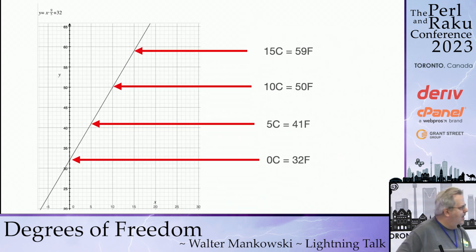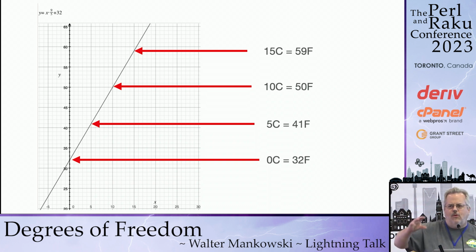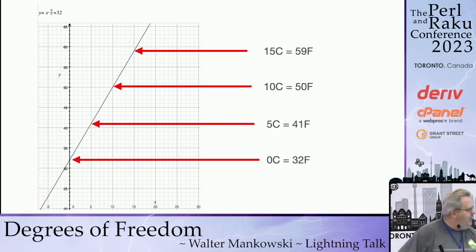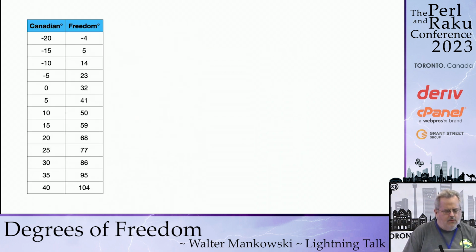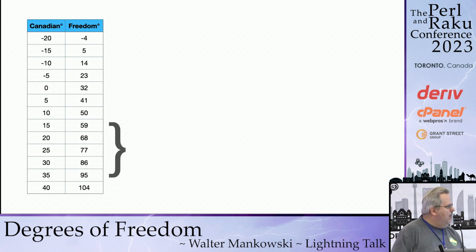So it turns out for every 5 degrees, it kind of lines up. If you think of every 5 degrees in Canadian, it goes up 9. If you just remember those, you can do it in your head, and you can get within 2 or 3 degrees, and it's close enough. This is how I do it in my head. So here's a chart of every 5 degrees in Canadian going to freedom degrees, and it looks like a lot, but really, especially since we're going to be here in the summer, we're only going to be in that range.